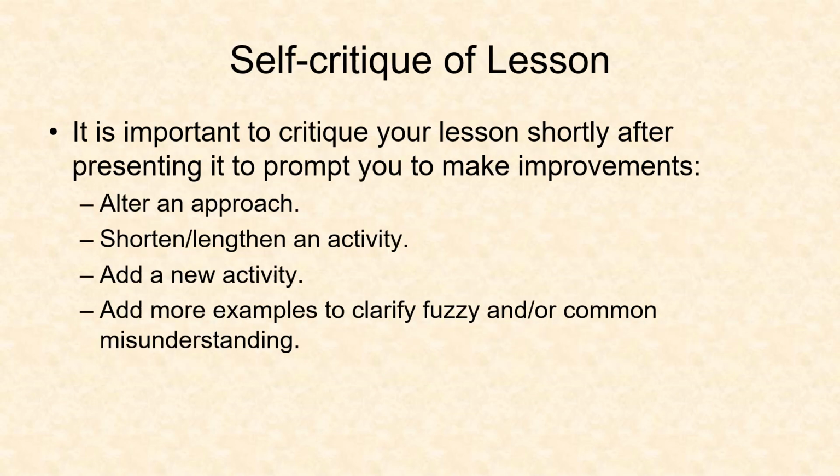The self-critique is an important way to finish off your lesson. All teachers evaluate how did everything go, because not everything is going to go exactly as we planned. So maybe we'll alter an approach the next time we would do this. We would shorten something, we would lengthen an activity, we would add another activity that we thought of after the fact. We would add more examples because we encountered students having certain fuzzy understandings or certain common misunderstandings of the content. So the bottom line here is, if I were to do this again, what changes would I make?